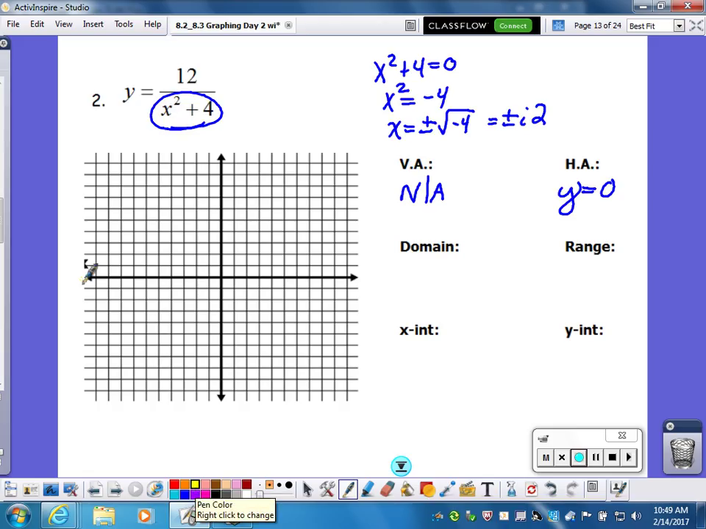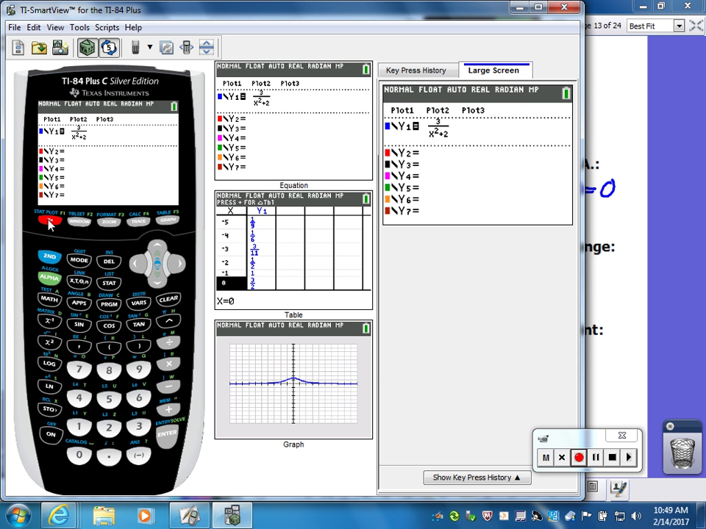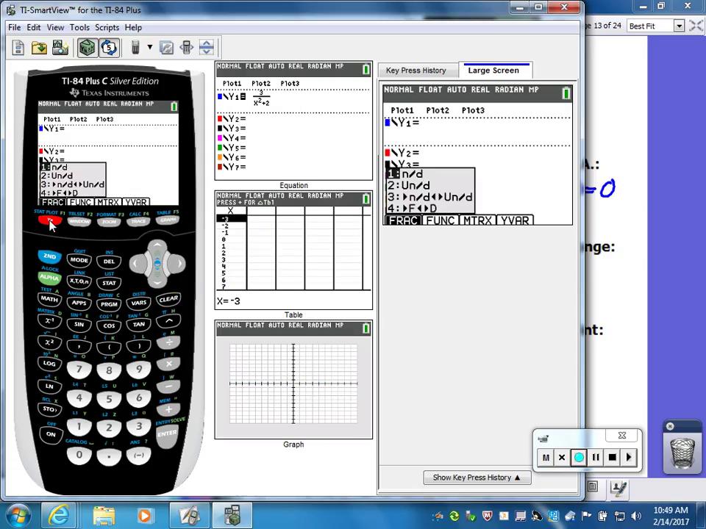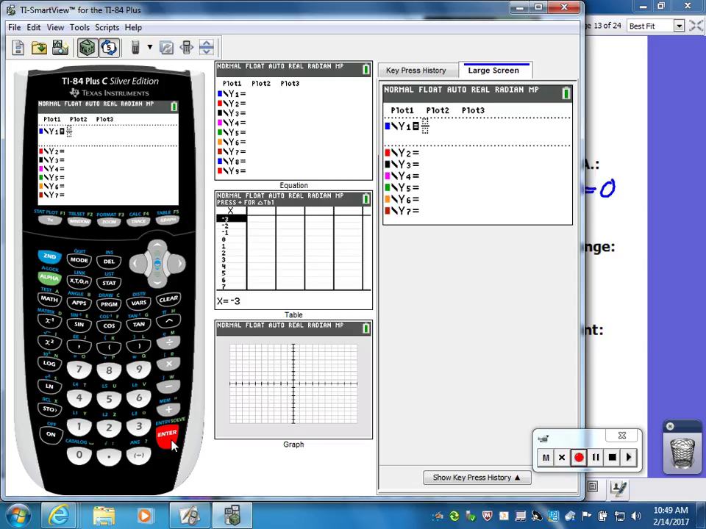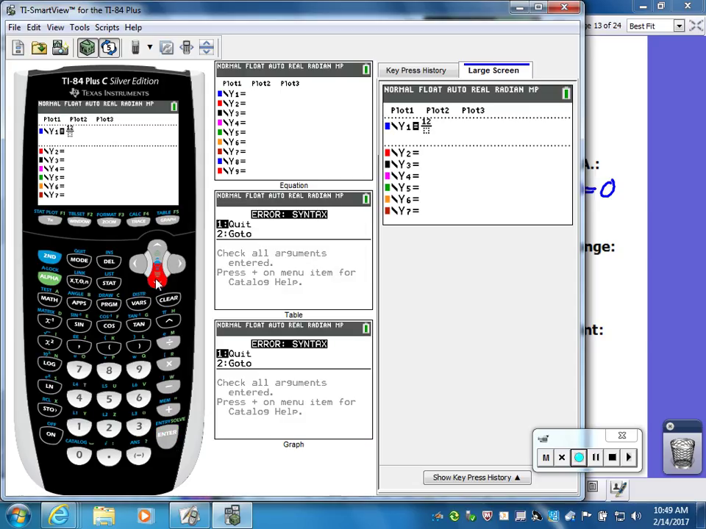So I'm going to take my time right now and dot in my horizontal asymptote. At this point, we got to go to our calculator, or you can start plugging x values in, but go to your calculator and type this in and see what points we can get. So I go back to my y equals. I'm going to clear out what I have in there. Remember, to get a fraction, it's alpha y equals numerator and denominator. So 12 over x squared plus 4.